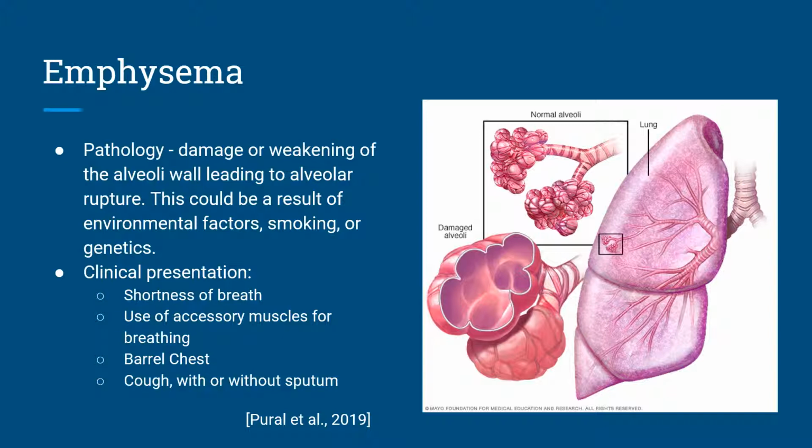So just a little bit further background on emphysema. Pathology includes damaging and weakening of the alveolar wall, leading to alveolar rupture and clear reduction in ventilation. It could be contributed to by multiple factors, a lot of times environmental, but also smoking, as well as some genetic predispositions, or a combination of all of the above. And a lot of times patients will present clinically with shortness of breath, as well as use of accessory muscles for breathing, which can develop into a large barrel-type chest, and can sometimes cough with or without sputum.